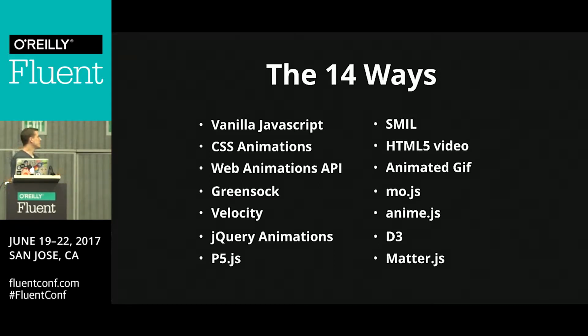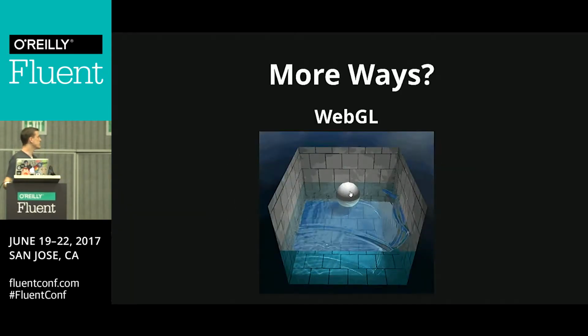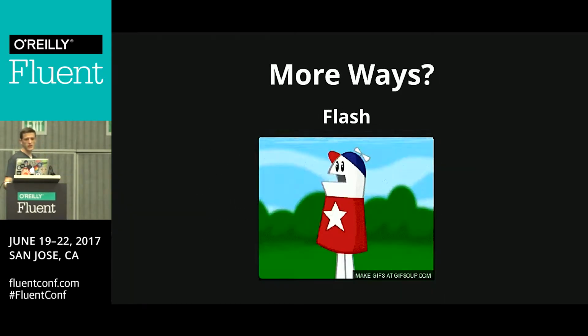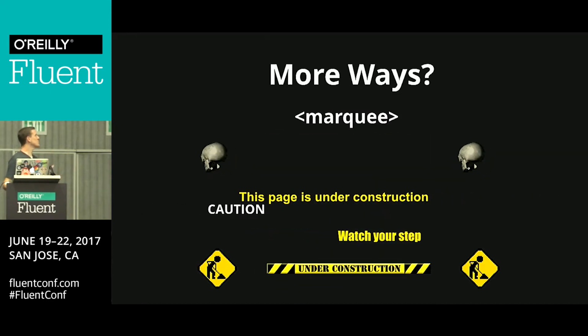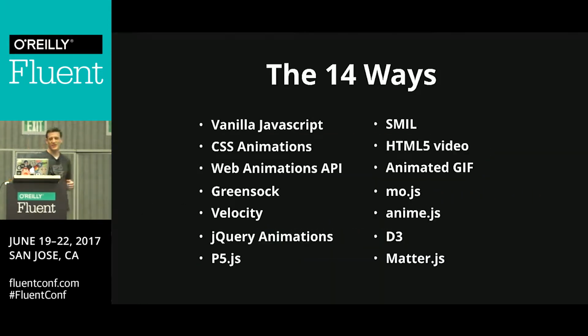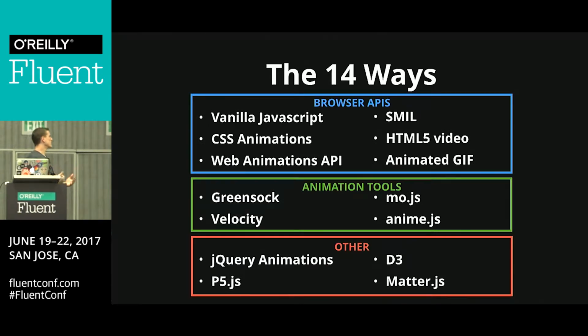Now, there's more ways to animate things than just 14. There's things I haven't even gotten to yet, like WebGL. You can animate things with Flash, and there's also Marquee. There's all sorts of great ways to animate things, but I'm going to stick to these 14 for now. And it's useful to break these up into categories like browser APIs, animation tools, and other libraries. So we're going to use that as our organization today.